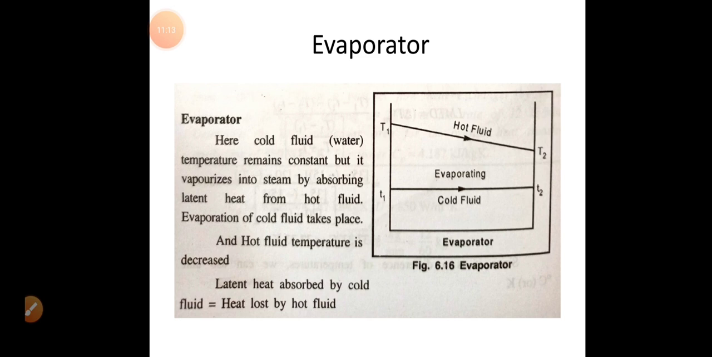The last type of heat exchanger we are going to discuss is the evaporator. In an evaporator, the temperature of the cold fluid remains constant, but this cold fluid vaporizes into steam by absorbing latent heat from the hot fluid. That is, here evaporation of the cold fluid takes place, and also the temperature of the hot fluid decreases. Here the latent heat absorbed by the cold fluid is equal to the latent heat lost by the hot fluid. We can see evaporators in our air conditioning units. Large evaporators can also be seen in various industries, etc.